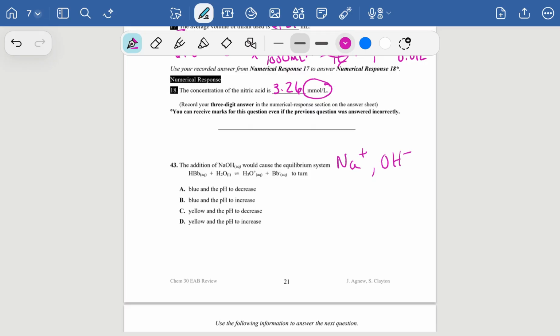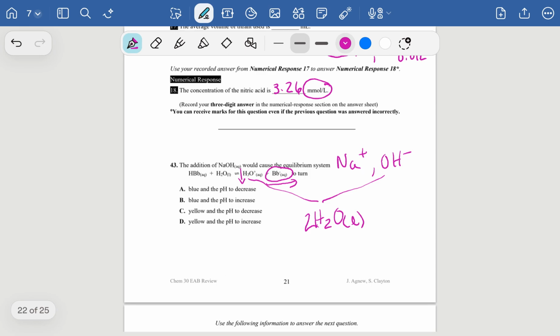We don't see it directly added, so instead it's what can you take out of the system. So H3O and OH negative will come out of the system as water, and ended up being 2 water molecules as a liquid. And if that is removed from the system, you would be shifting to the right to replace it. So if we shift to the right, that means we have more of the Bb negative ion, which would be more of a blue color.